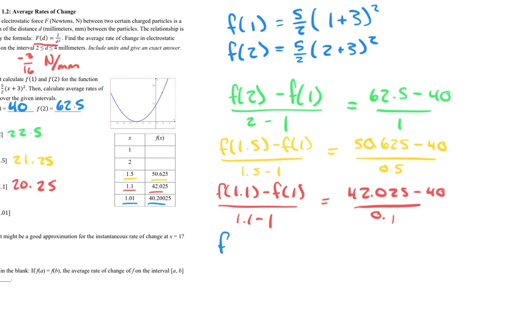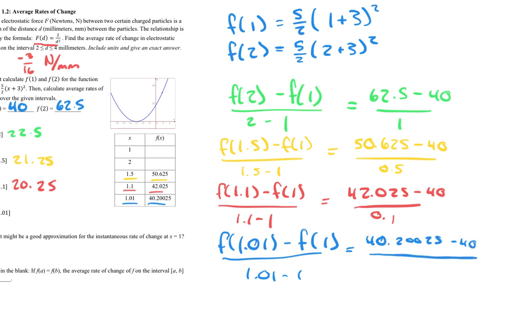And then for part E, we're going even closer. And we're going to have F of 1.01 minus F of 1 over 1.01 minus 1. So we have a really small interval. And our answer is going to be 40.20025 minus 40 all over 0.01.